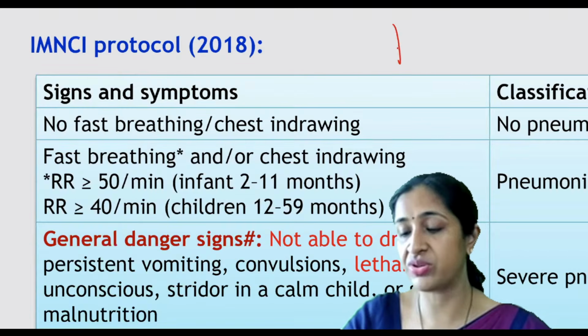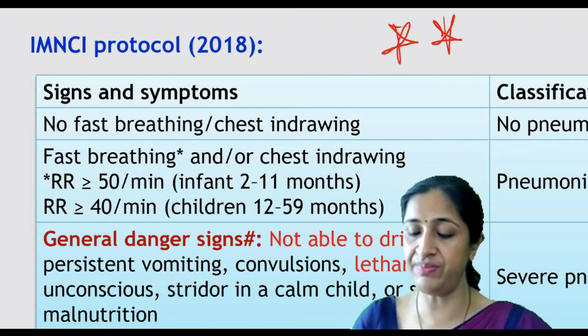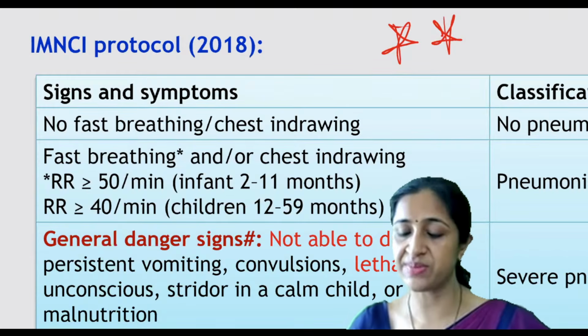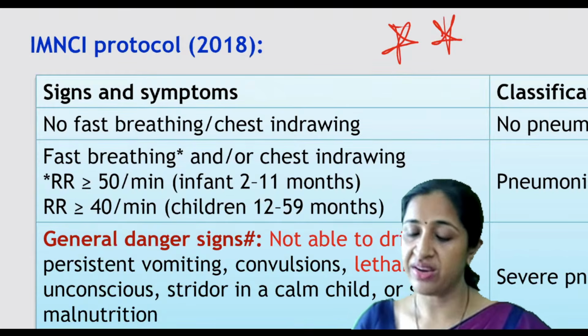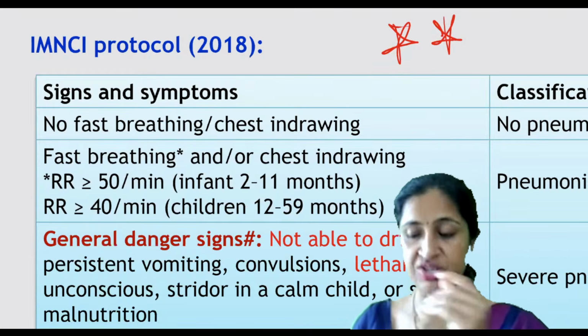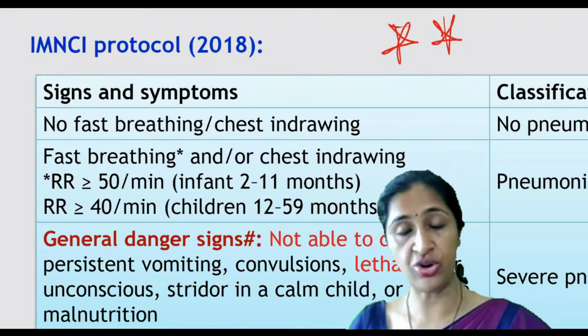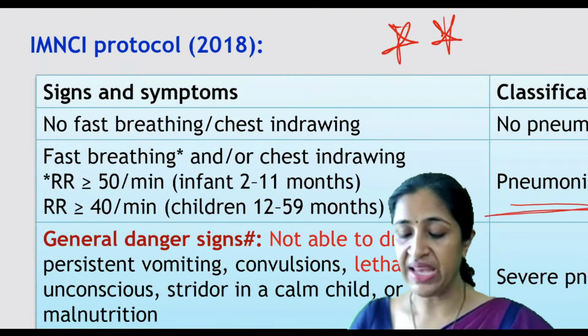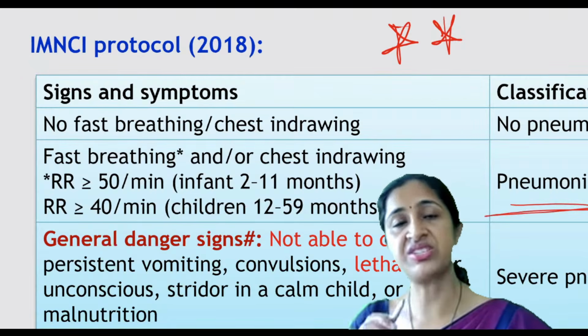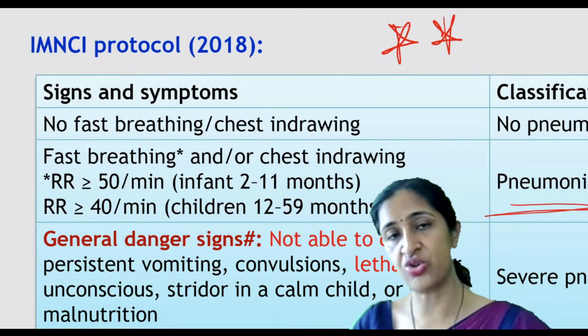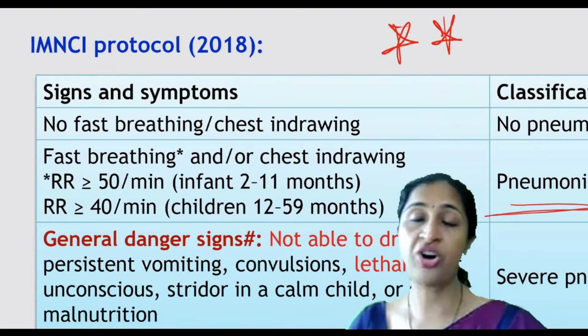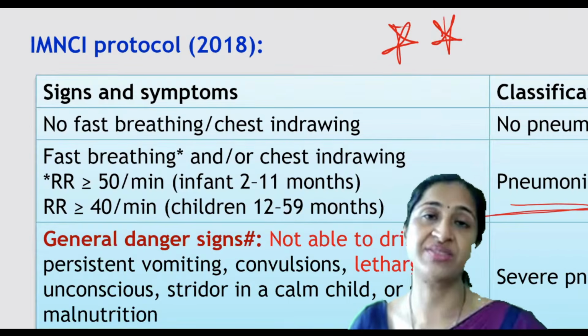Okay. Now, the IMNCI protocol: you know no pneumonia, pneumonia, severe pneumonia. This is very important and very commonly asked. No pneumonia is when fast breathing or chest indrawing is absent; it is just a normal cough and cold. If you have fast breathing and or chest indrawing, it is pneumonia. If you have vomiting, convulsions, not able to feed, lethargy, unconscious, stridor in a calm child, or features of malnutrition, it will come under severe pneumonia.